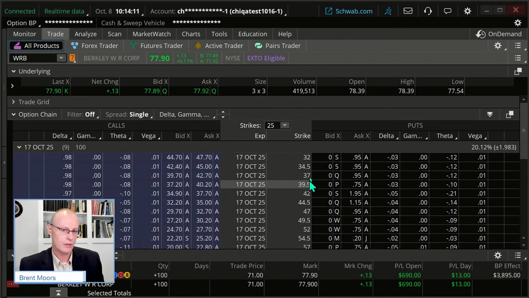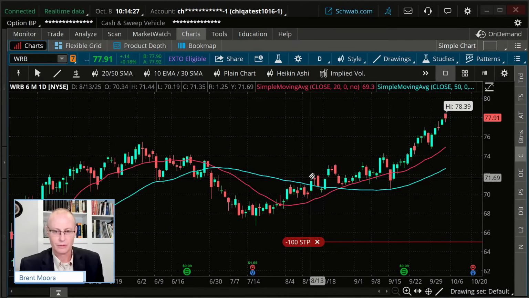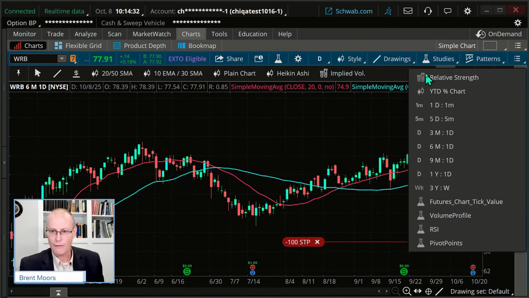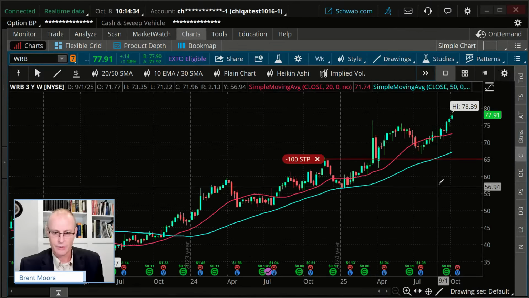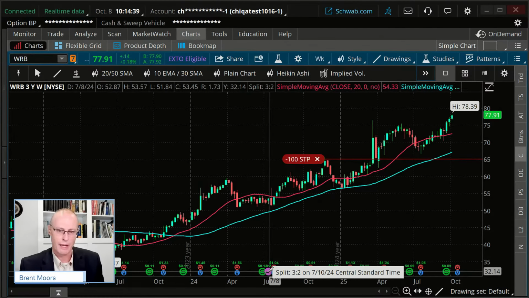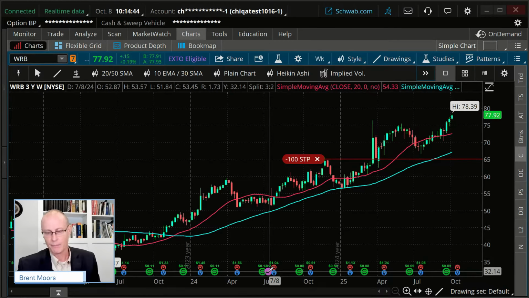We got some weird strikes. When you see weird strikes, what do I mean by weird strikes? $39.50 strike. There's no $40 strike. Usually it's the result of a split or something like that. So when you look at the graph, you can look for a split symbol. Well, I don't see a split symbol. But if you go back farther, let's see what we got. Yeah, there's the split. So there was a 3-2 split back in July of last year.